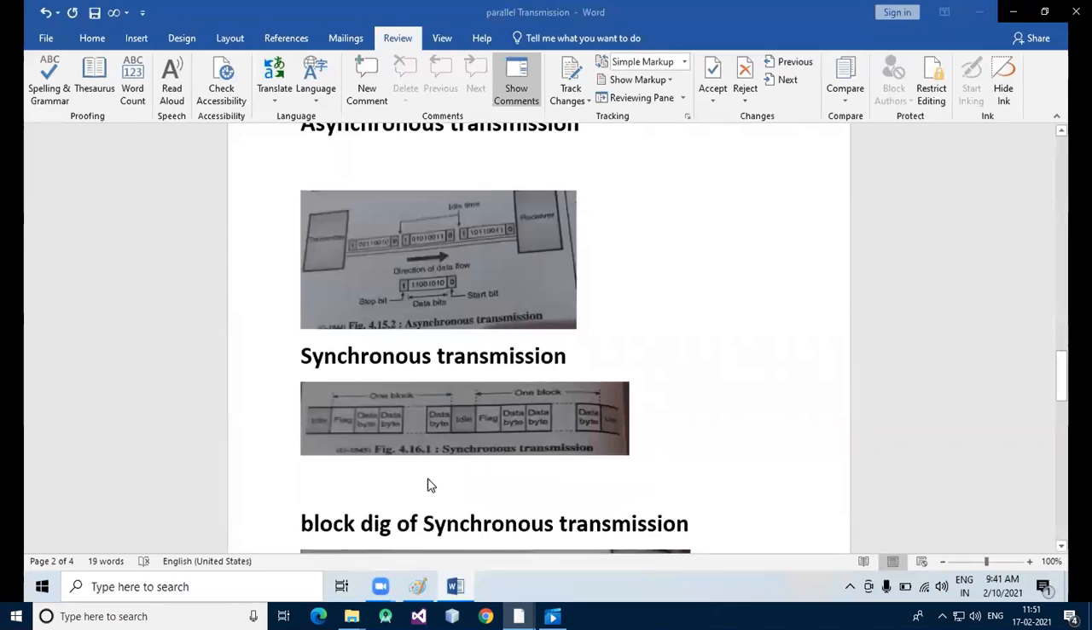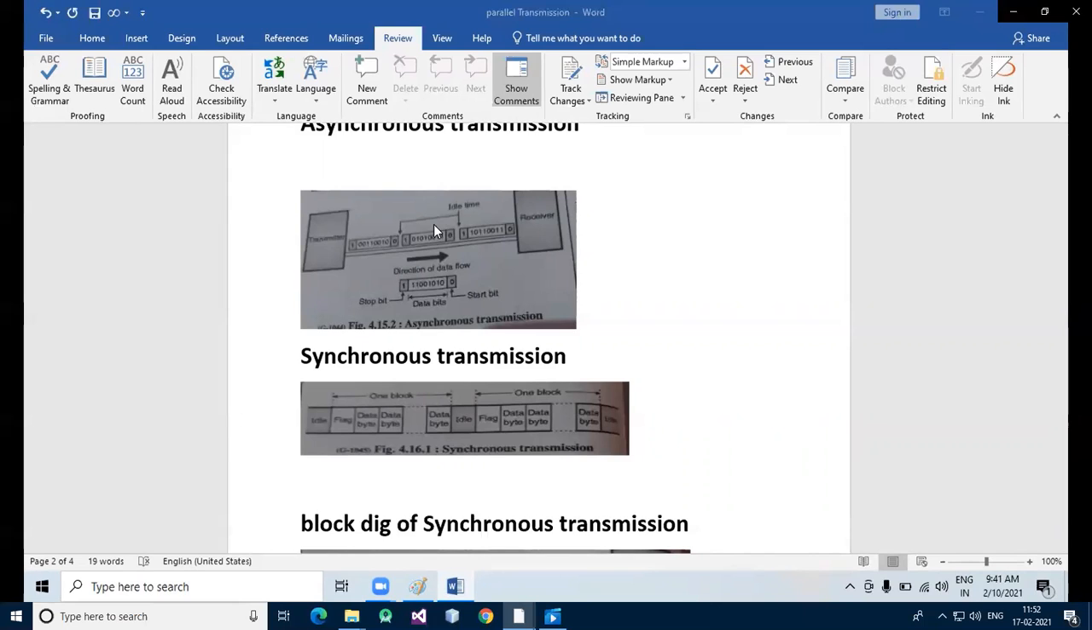Then the block diagram of asynchronous transmission. Start bits are 0, stop bits are 1. You can see this figure. In this figure, that is asynchronous transmission. The use of start and stop bits and gaps, idle time between adjacent data units, will make the asynchronous transmission slow. This is the major disadvantage of using the start and stop bits.